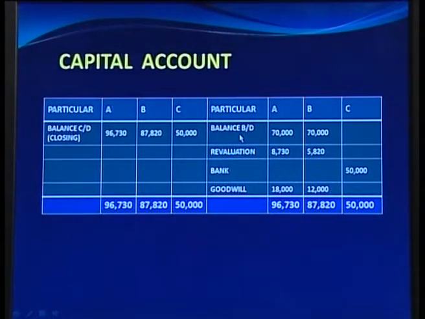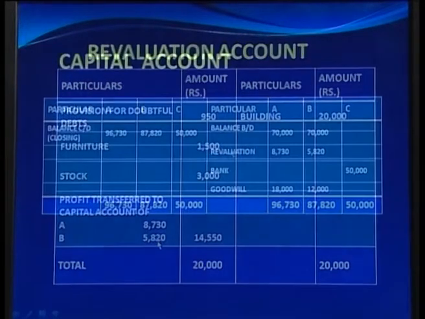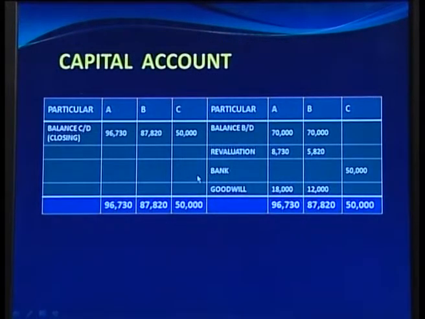In our question, we have been given the opening balances of A and B as 1,40,000, and individually they are sharing the capital as 70,000 and 70,000. Revaluation account, it has been arrived at in the revaluation account and we have simply posted it into the capital accounts. So it is 8,730 for A and 5,820 for B.